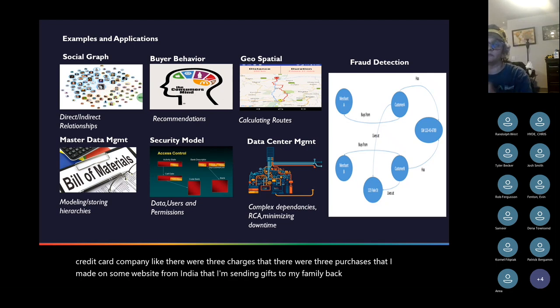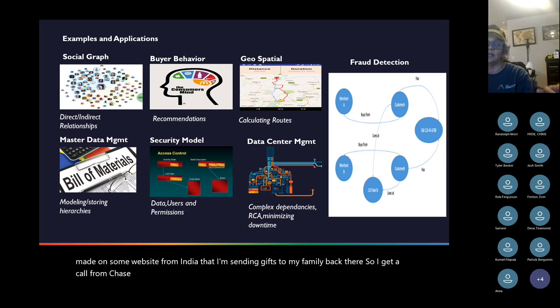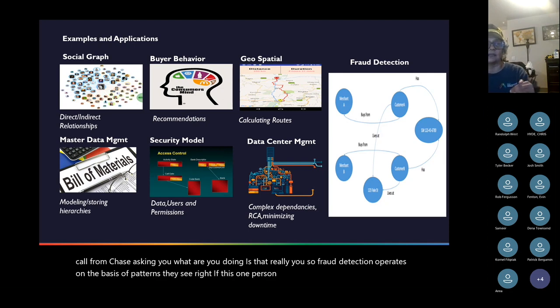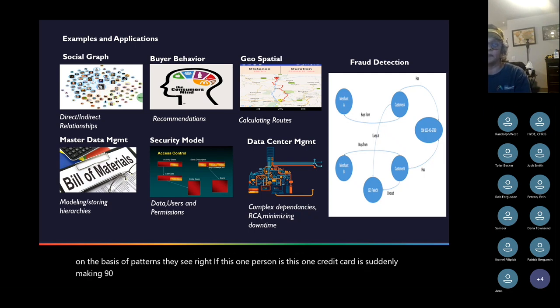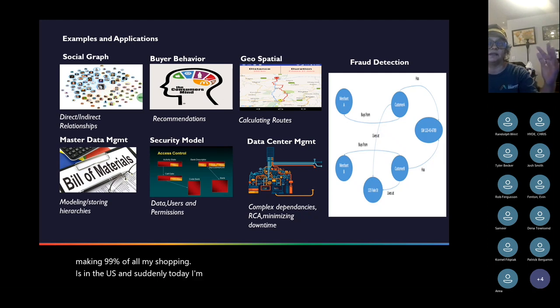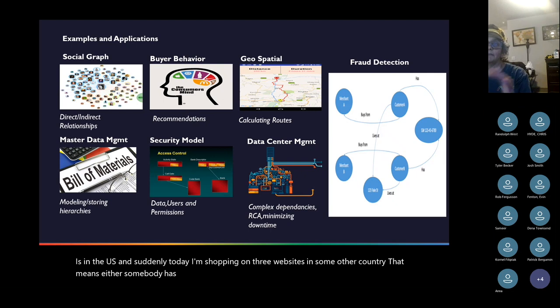So I get a call from Chase asking, you know, what are you doing? Is that really you? So fraud detection operates on the basis of patterns. They see that if this one credit card, 99% of all my shopping is in the US, and suddenly today I'm shopping on three websites in some other country. That means either somebody has stolen my credit card or something bad might have happened. So that's how they look at it.